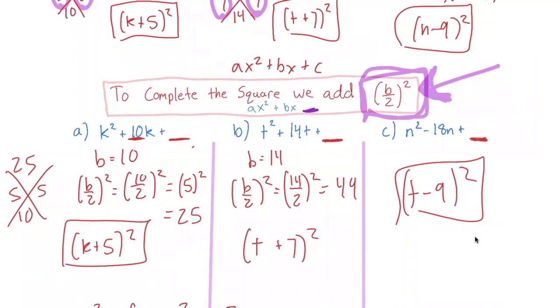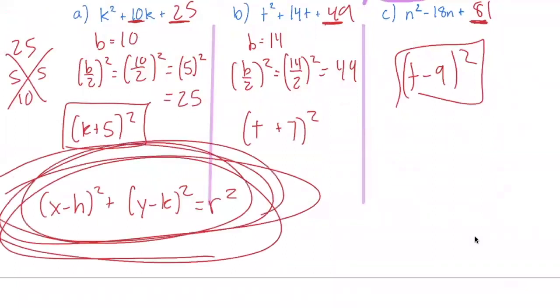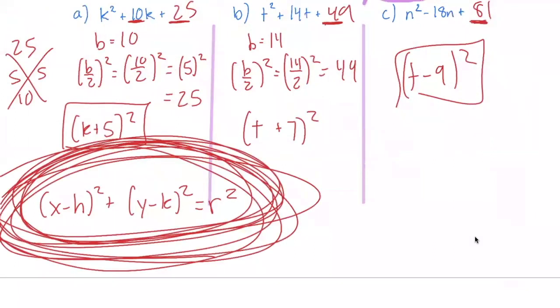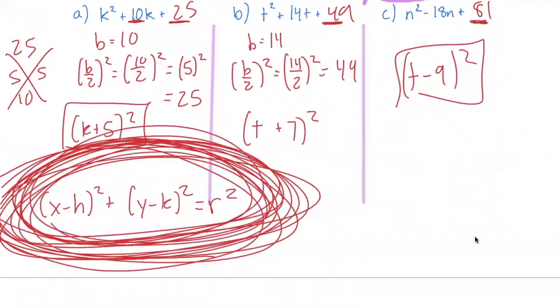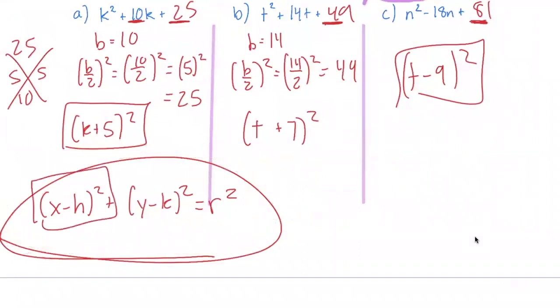So b over 2 is 5, and then 5 squared is 25. That's what we use to get that third number. A little throwback about that. Now this is all related, if you looked at the video, to the equation of a circle. The equation of a circle uses these perfect squares. It actually uses two of them.